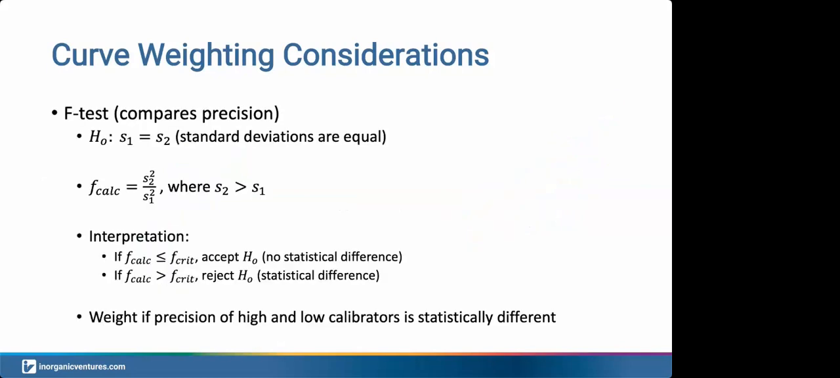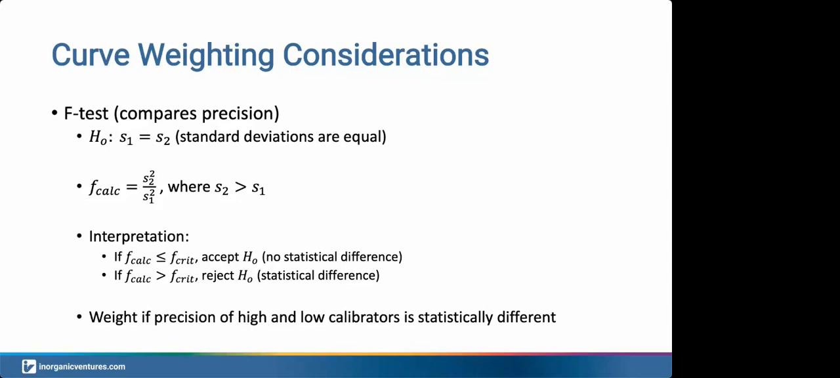For curve weighting, a test of statistical significance called the F-test is used to compare the precision of the calibration data. In the F-test, we have a null hypothesis, and we set this such that the standard deviations from the high and low calibrators are equal. Our critical value comes from an F table, which can be found in the literature, and the comparison value, F calc, is calculated. For this calculation, we use the ratio of the two standard deviations squared, which is also the ratio of the two variances.